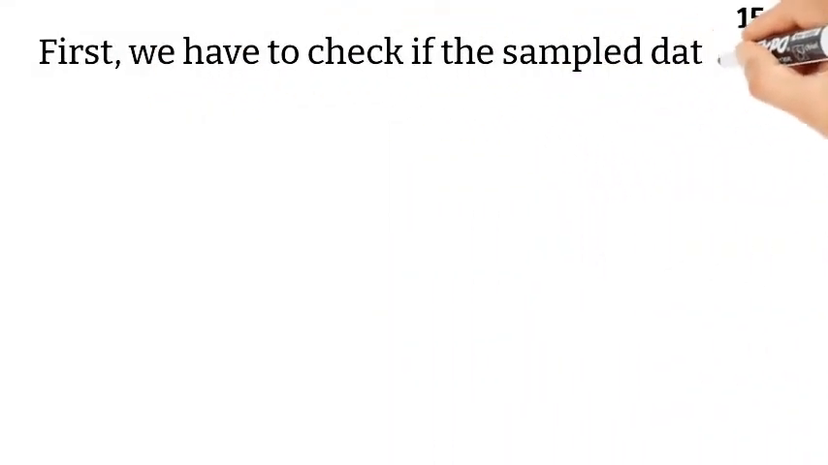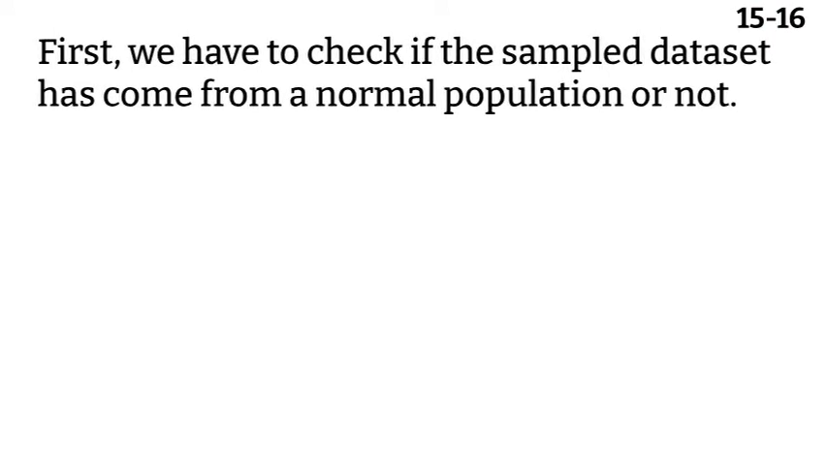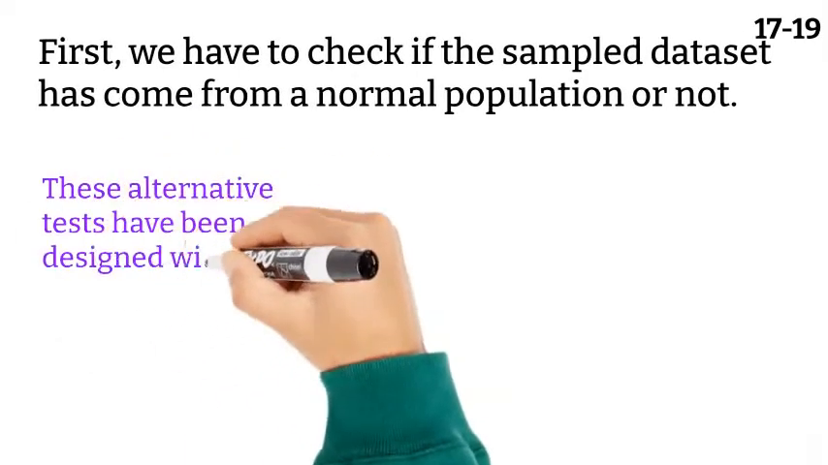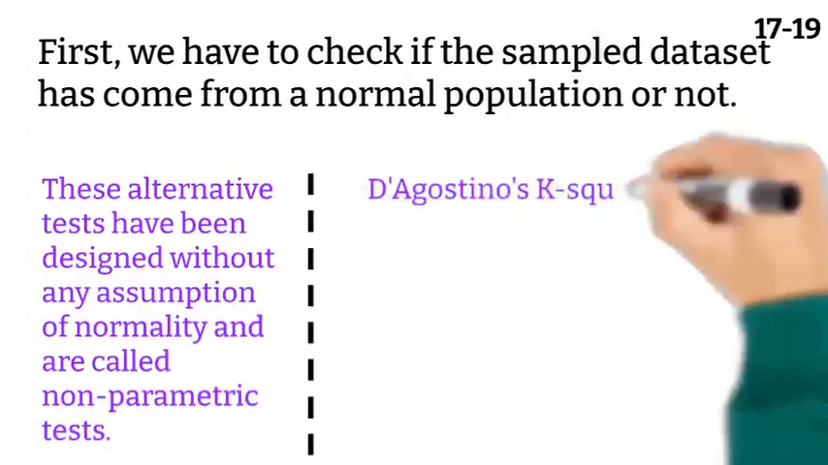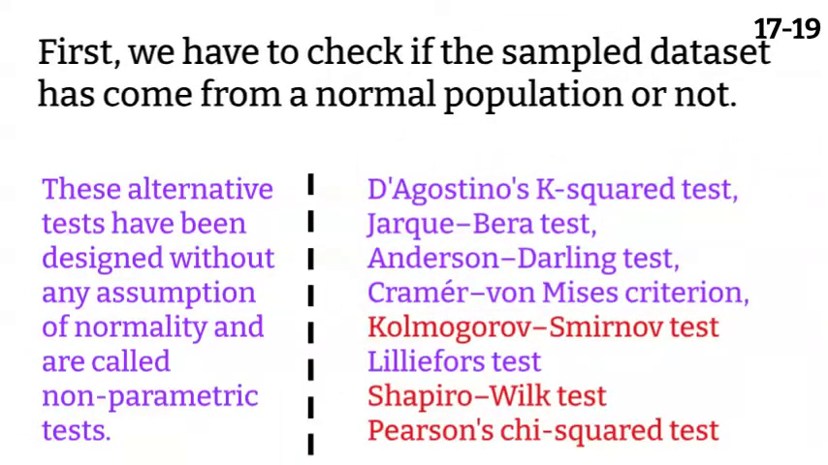First, we have to check if the sampled dataset has come from a normal population or not. To verify this assumption of normality, we apply the Kolmogorov Smirnov test. There are several other methods for checking the normality assumption. You may find the reference to the following tests in some other places. Of these, Kolmogorov Smirnov test, Shapiro-Wilk test, Pearson's chi-squared test are quite popular.